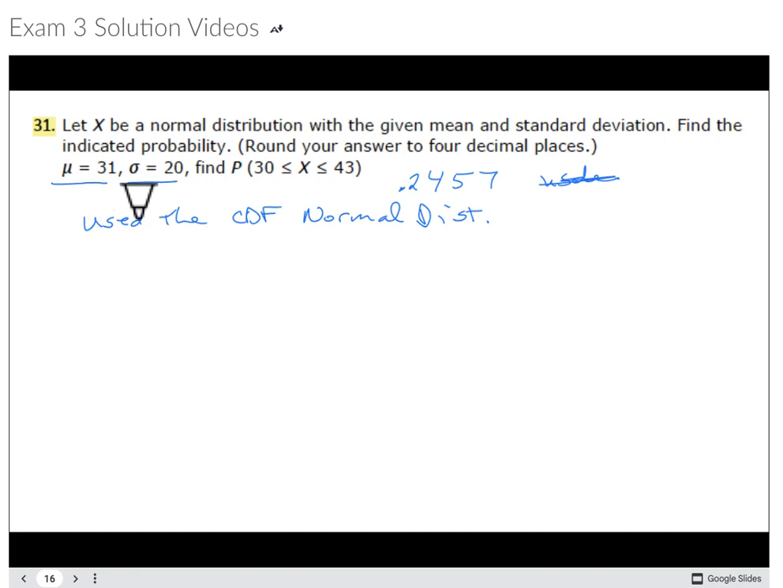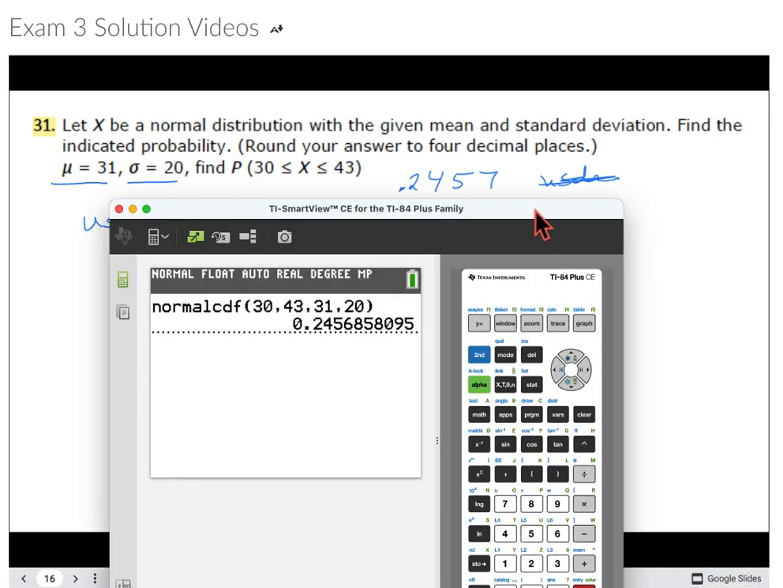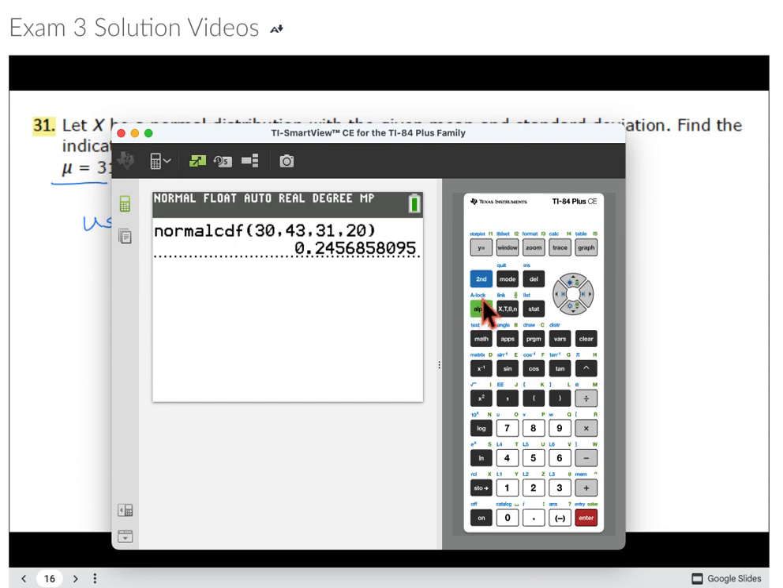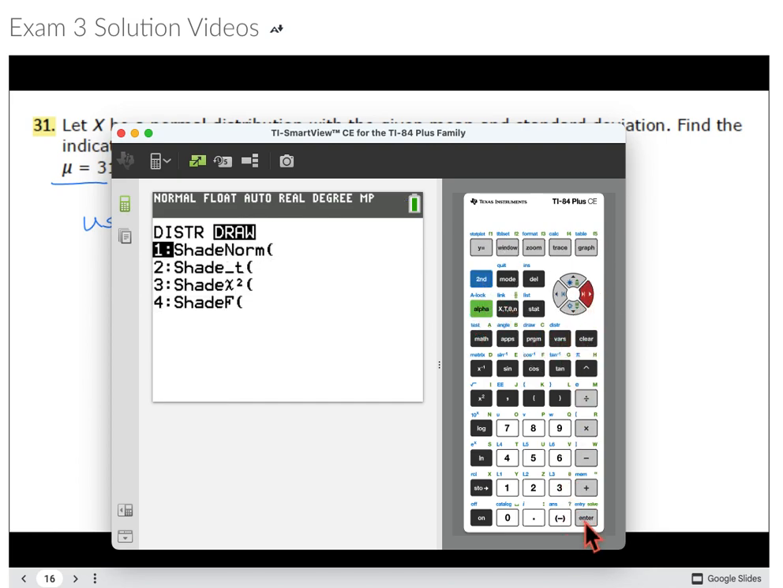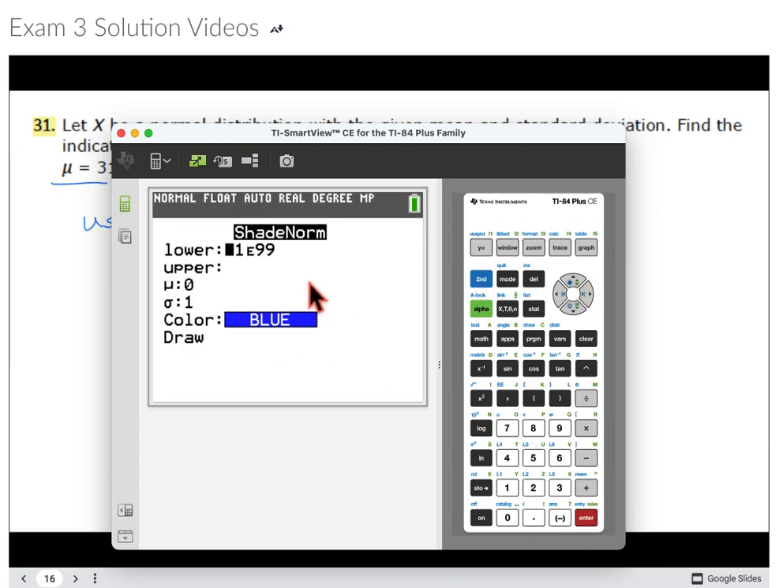Okay. Let's go back to that because a lot of times it's good to see the picture. I just noticed they had this draw on it, so let's see what happens if we go second distribution and we want to draw this. We want to shade the normal. We can do that right here.